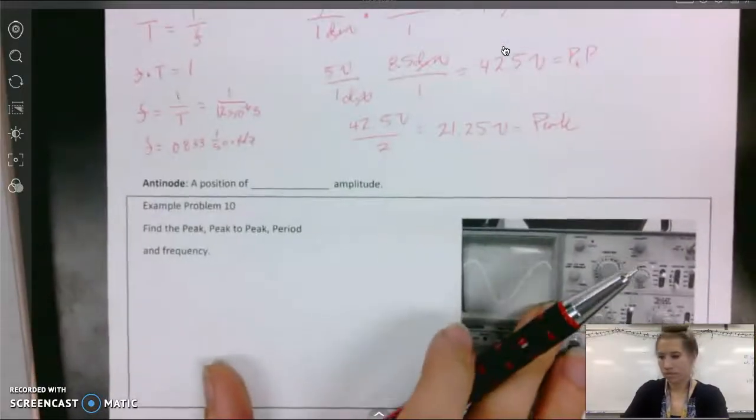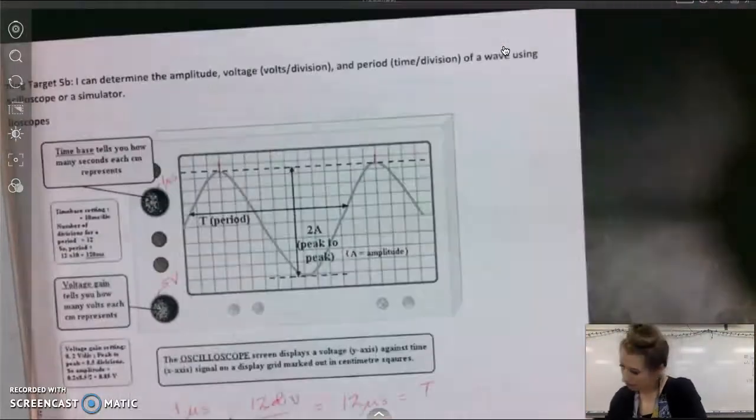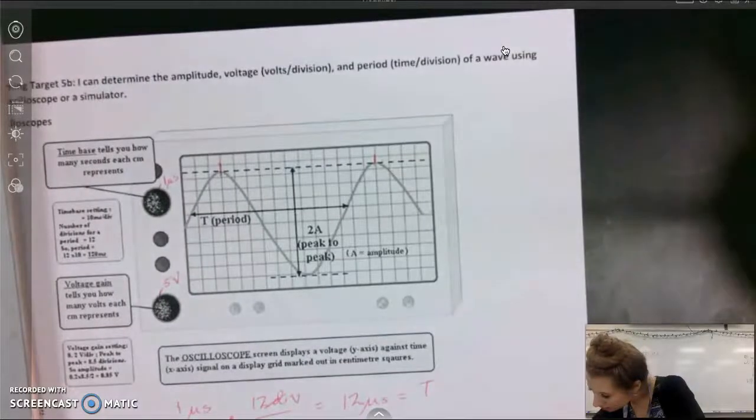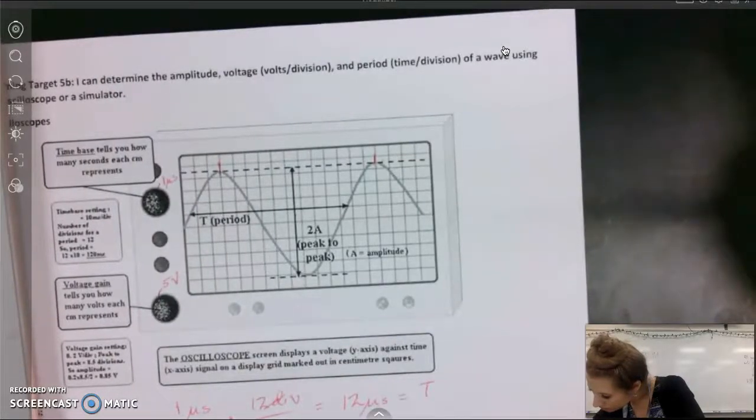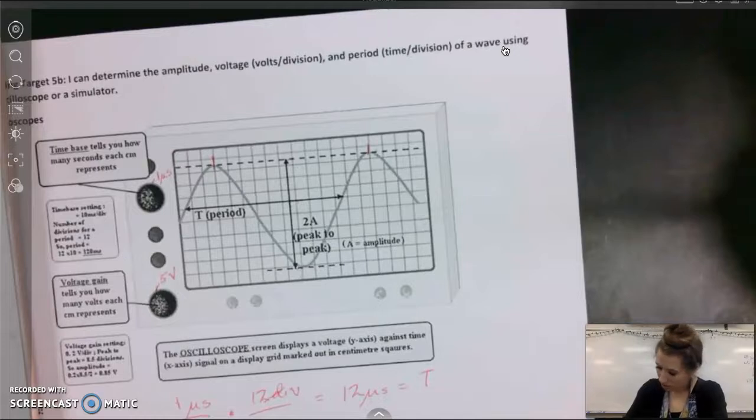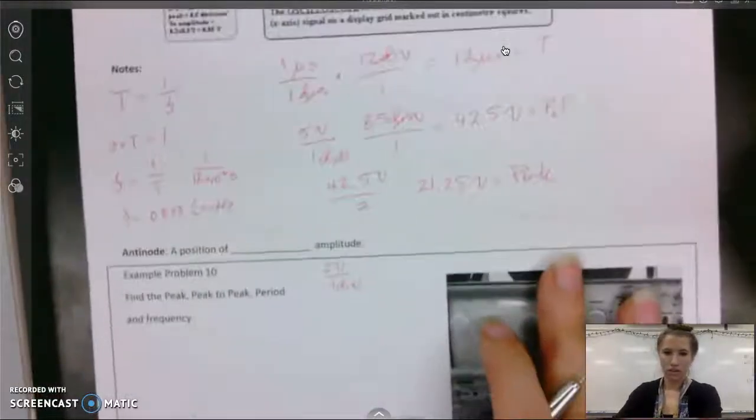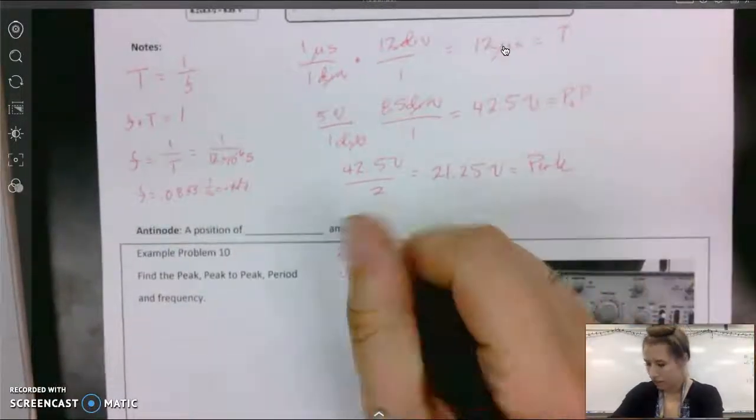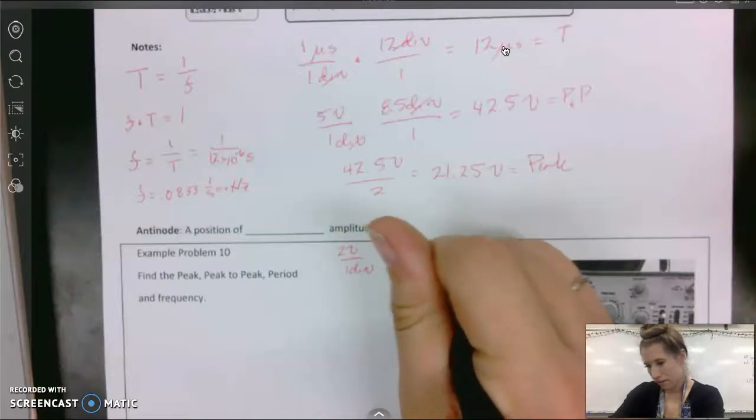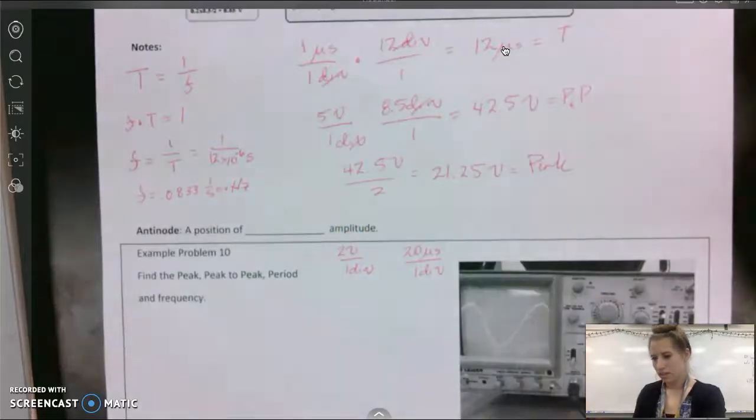Okay, example problem. Oh, this image is small. Let me look at it and see where this is set. Okay, so the bottom one, the volts, one division is set at 2 volts. So 2 volts for every 1 division. And then the other one, yeah, I think it's 20. Okay, so that's my voltage, and if I'm reading that right, we're getting 20 microseconds per 1 division on the time.